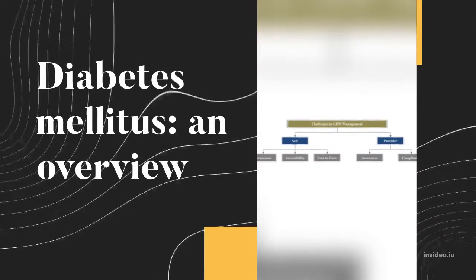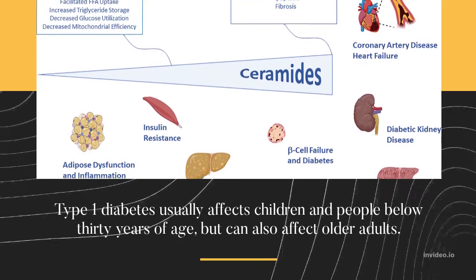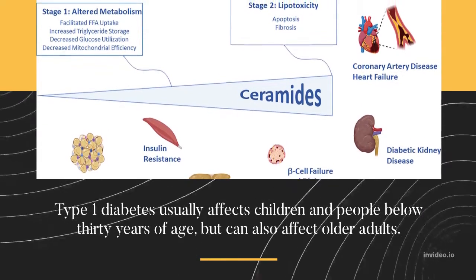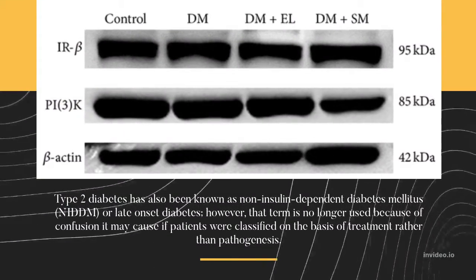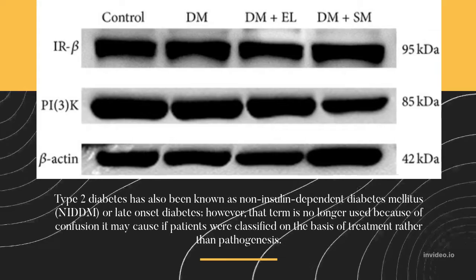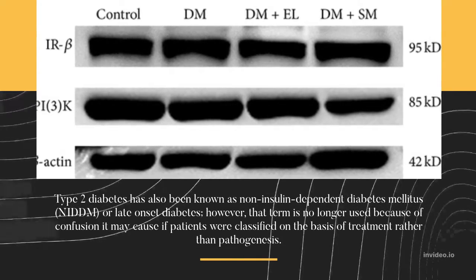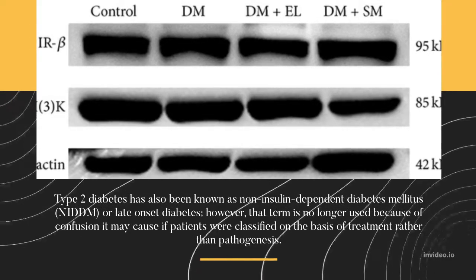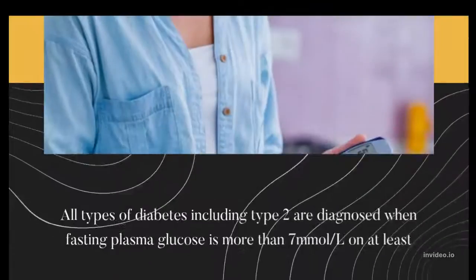Diabetes mellitus, an overview. Type 1 diabetes usually affects children and people below 30 years of age, but can also affect older adults. Type 2 diabetes has also been known as non-insulin dependent diabetes mellitus, NIDDM, or late onset diabetes. However, that term is no longer used because of confusion it may cause if patients were classified on the basis of treatment rather than pathogenesis.